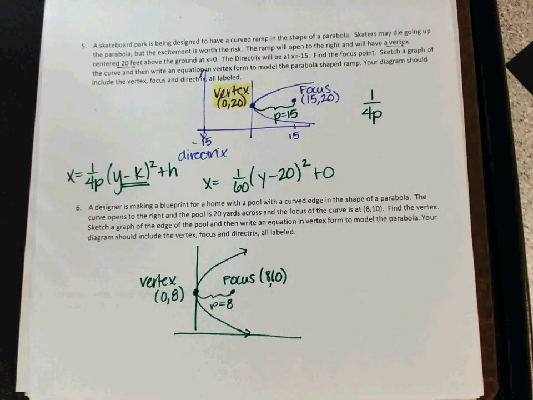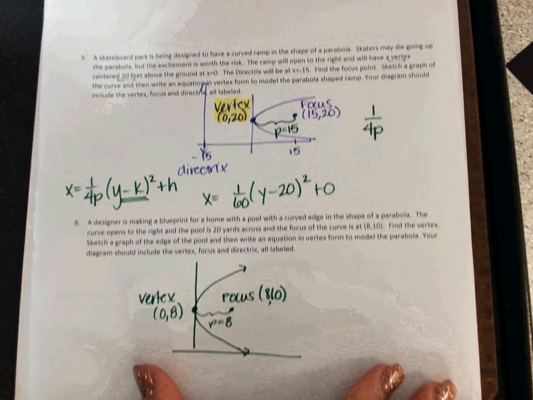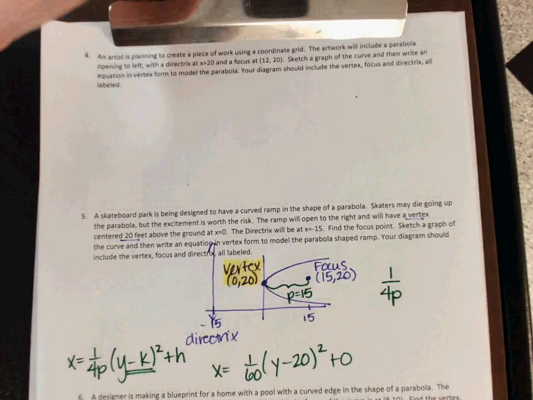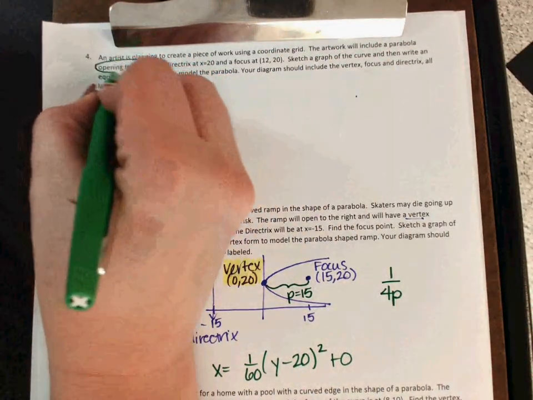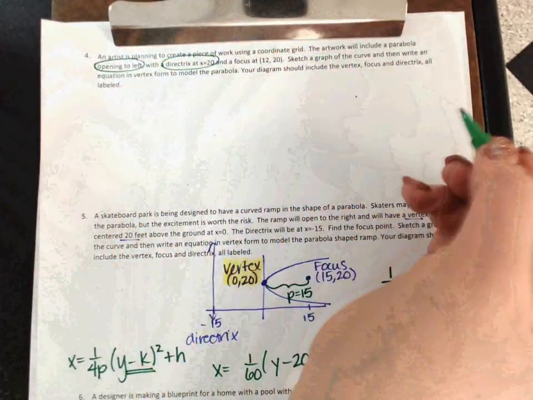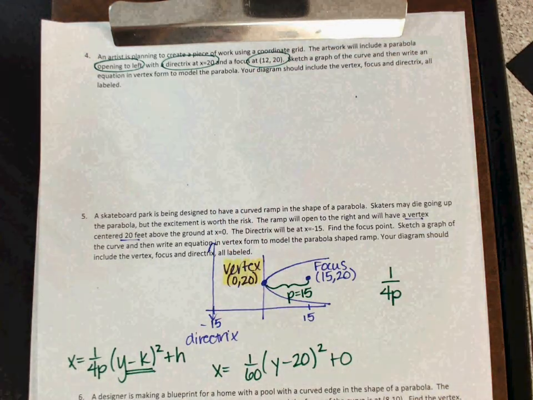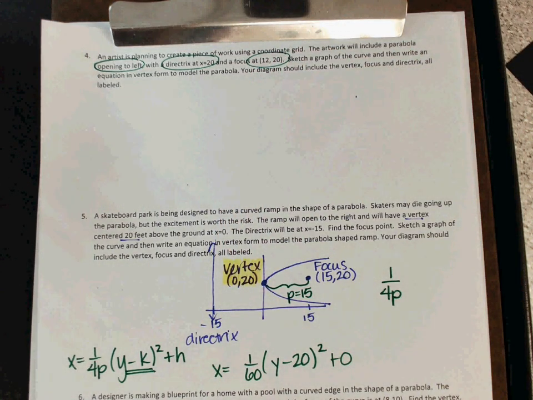Okay, then come up to number 4 for me, please. Okay, it says an artist is planning to create a piece of work using a coordinate grid. It will include a parabola opening to the left with the directrix at 20 and the focus at (12, 20). So that one's actually pretty self-explanatory. You should be able to do that.